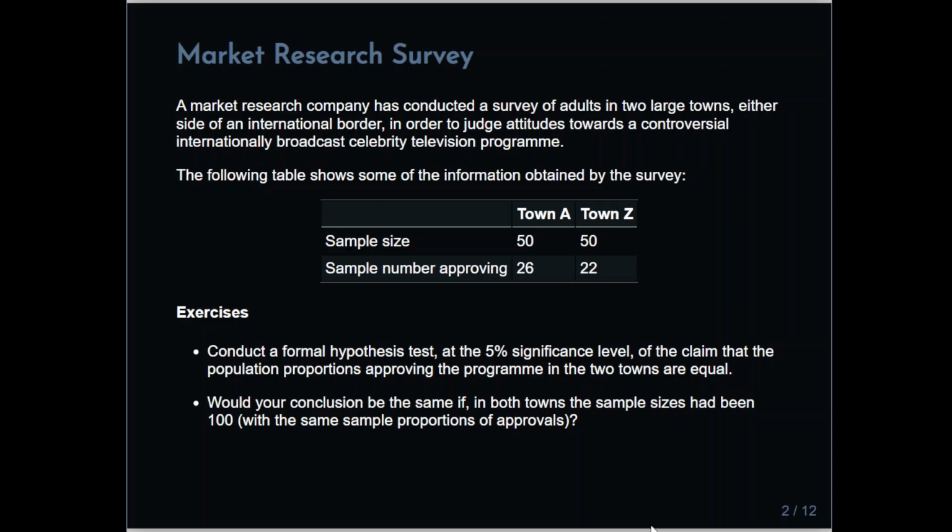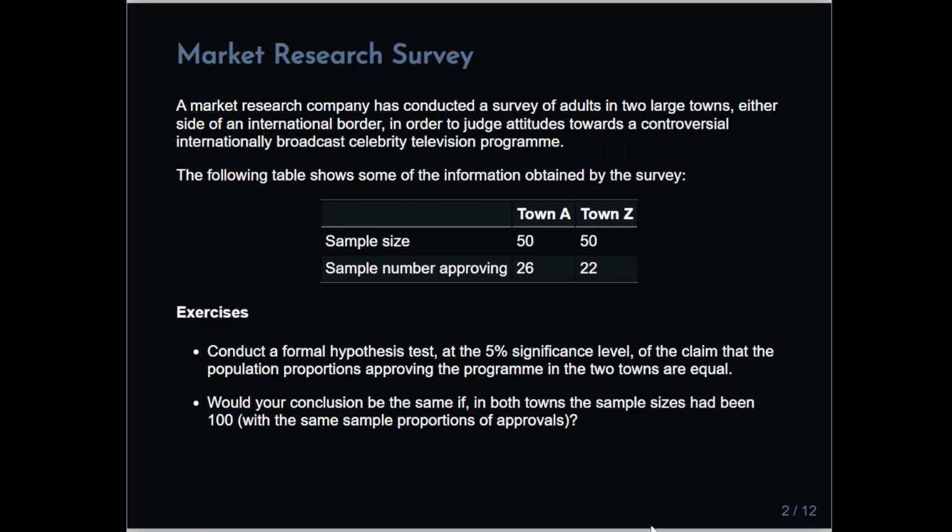A market research company is carrying out a survey of adults in two large towns either side of an international border in order to judge attitudes towards a controversial internationally broadcast celebrity television program. Take your pick, basically. This is an old question when these were new. Anyway, the following table shows some of the information obtained by the survey. So we have the sample size in both cases, town A and town Z. It's 50 and 50. But the number approving is slightly different on both sides of the border. So in town A it is 26 and in town Z it is 22.